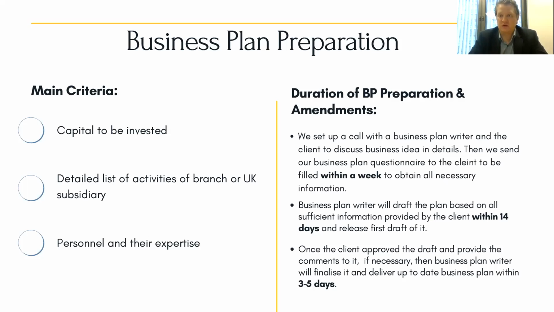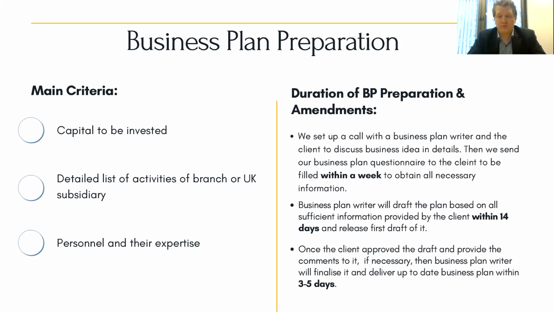financial statements that profit was made and reserves accumulated in the overseas company. So it's all interrelated between the overseas company, the UK subsidiary and the business plan. That's why the main criterion of business plan preparation is the capital to be invested, how much, right? And as I said, we suggest from 30,000 pounds and above. Could be 50, could be 100. It depends on the industry. We discuss this individually with each client based on the industry, and based on the overseas company's performance as well. Second is a detailed list of activities of the branch or subsidiary.